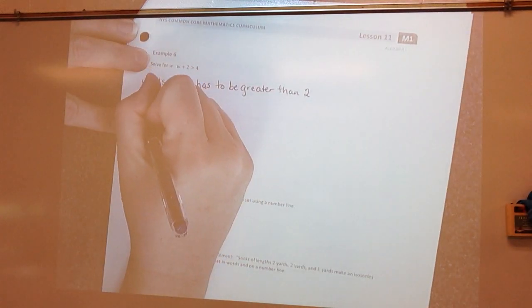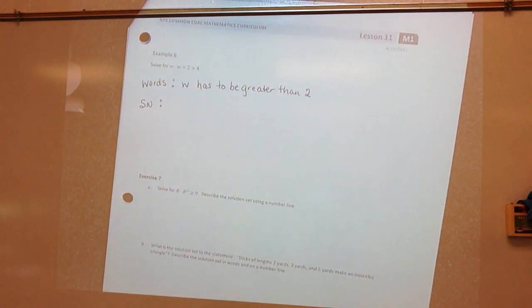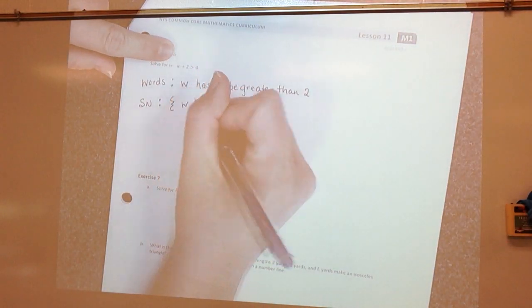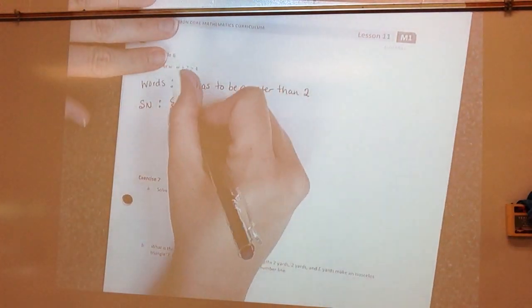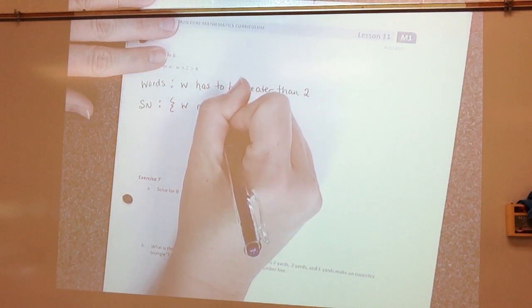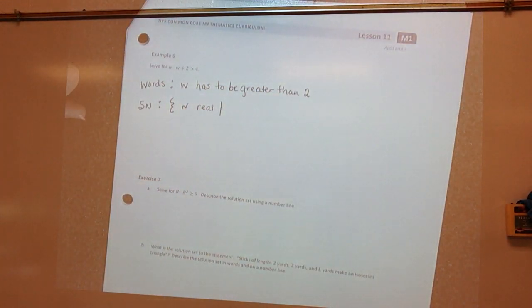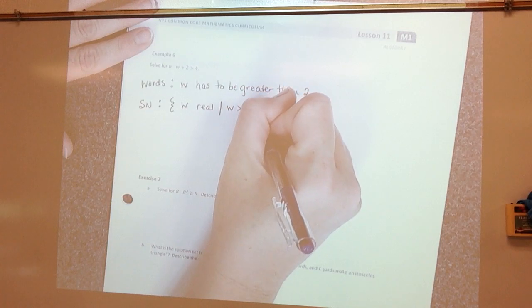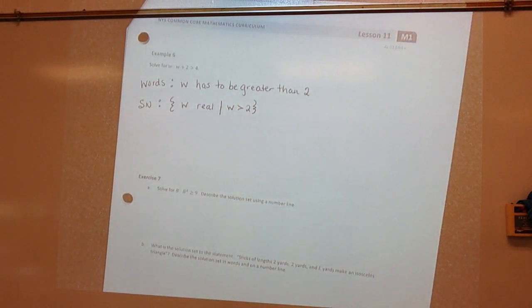All right, so let's talk about what it would look like as set notation. Once again, it's going to be difficult to write everything because I'm looking at everything that's bigger than 2. So, my variable w, what kind of number is it? It's a real number such that, and then I have to tell it what's the special condition. w has to be greater than 2. And there's my set notation.